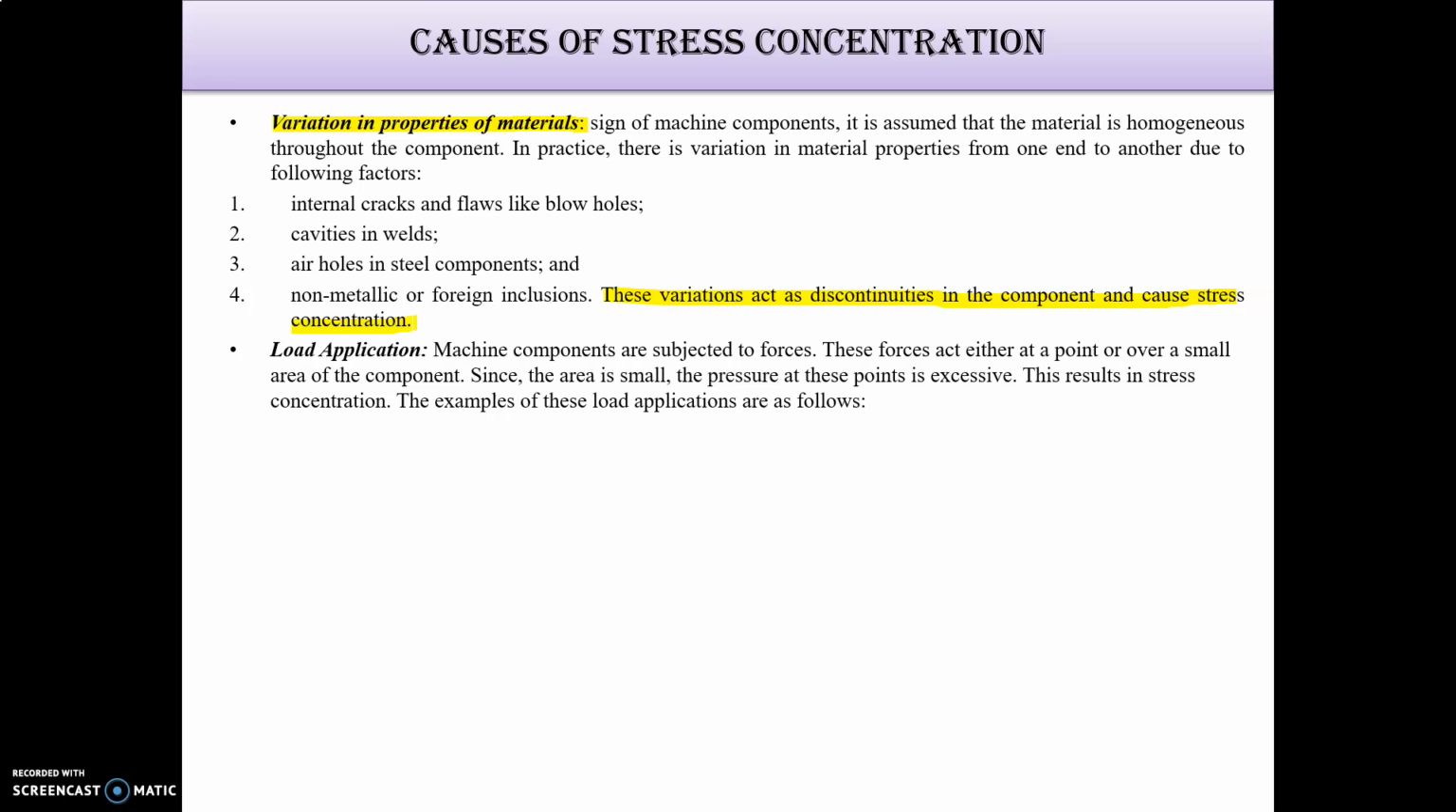Now the load applications. Just because of the load application, machine components are subject to forces. So what type of force is acting at what time is not predictable. Okay, sometimes what happens is, since the area is small, the pressure at this point is excessive. This can happen. The result is stress concentration.